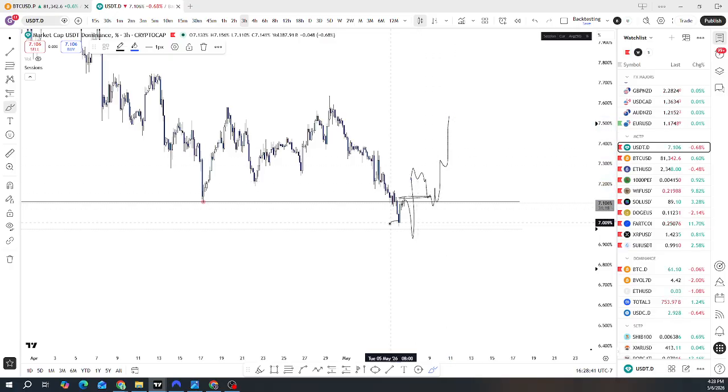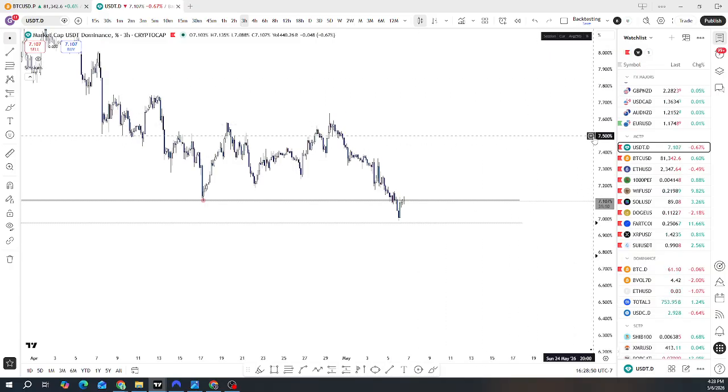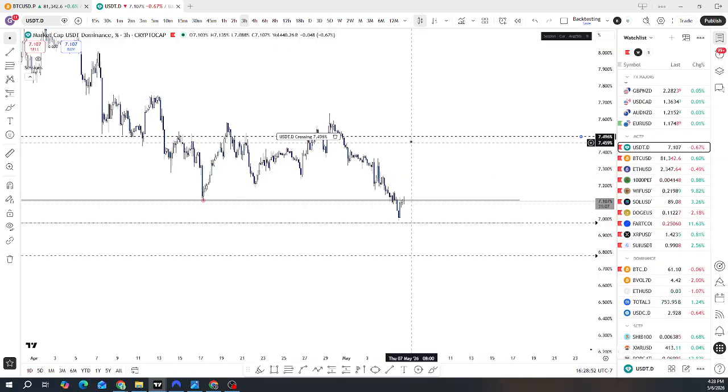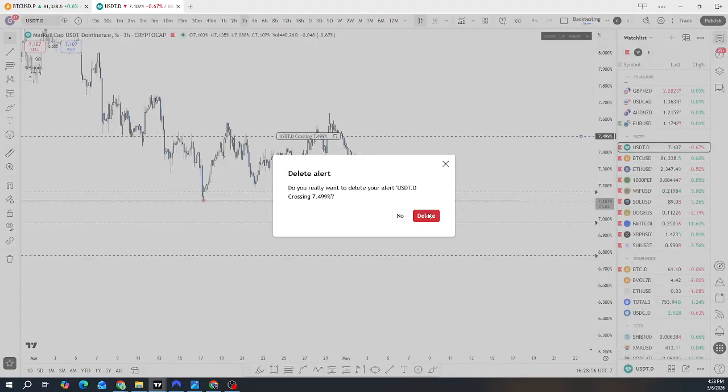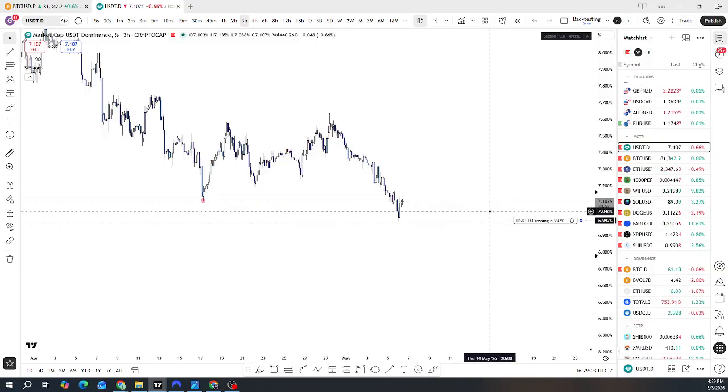Right now it's still a little bit sketchier because we're just kind of grinding down, and then on Bitcoin grinding up. So we've got to be aware that we don't have that same kind of confidence due to the fact that there's no confirmations just yet. We're just trading the anticipation of a pivot.